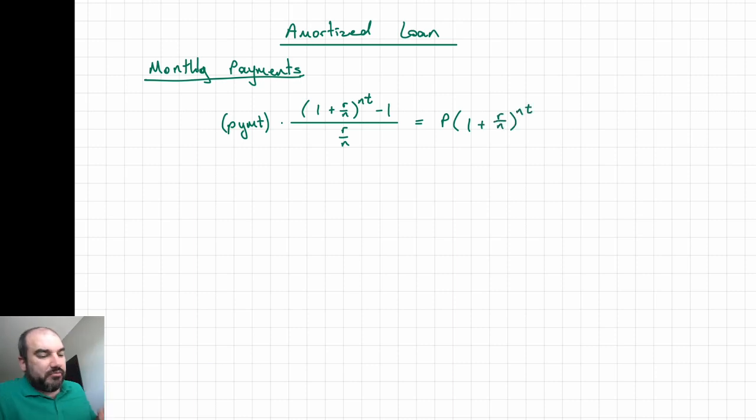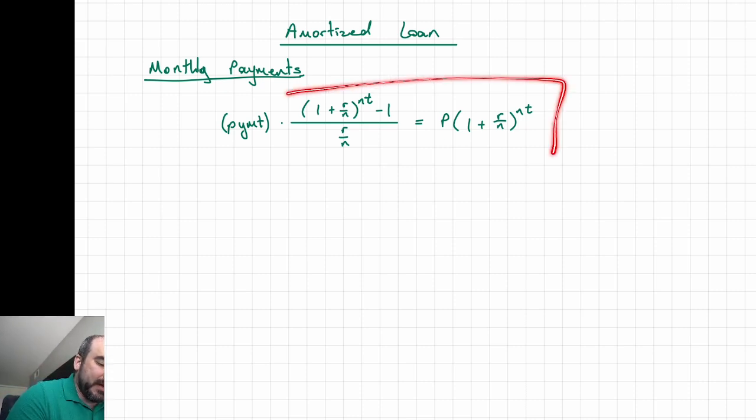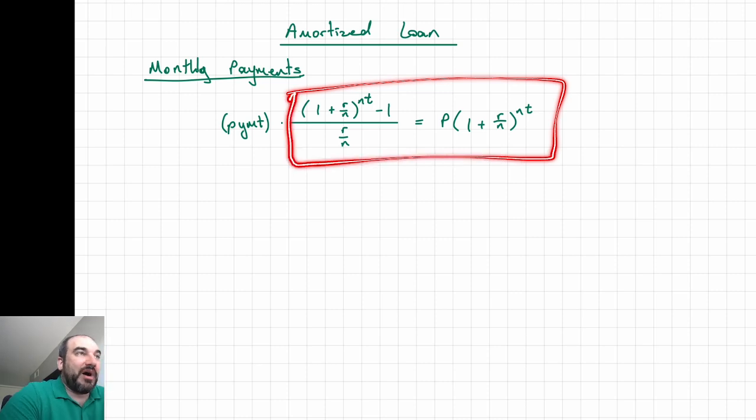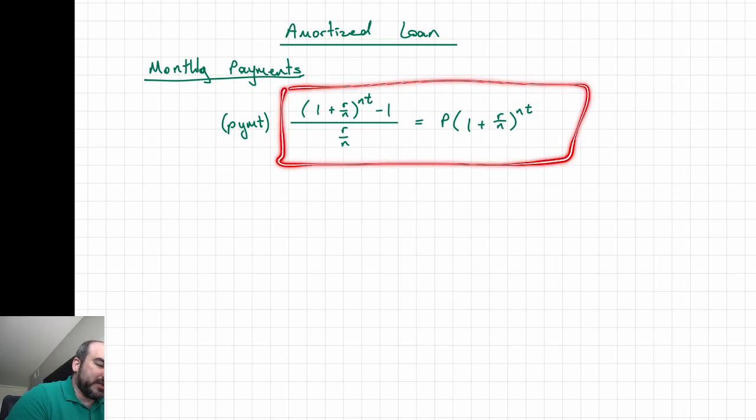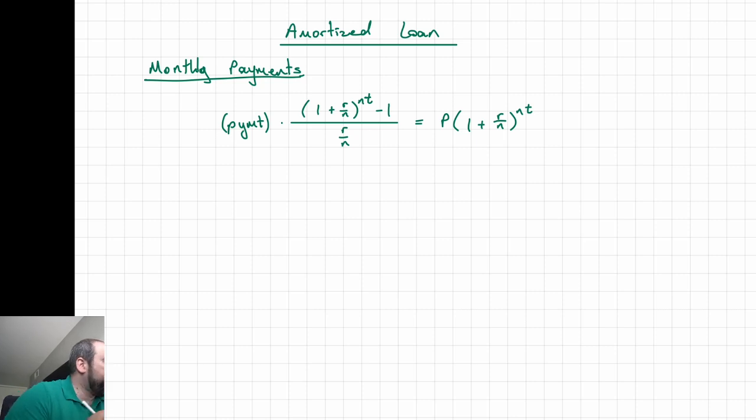I know it's a big formula, but essentially we're going to fill out everything in this box with numbers, and the only thing we don't know is going to be this payment number, which is going to be our monthly payments. And that monthly payment will be the same for every month. So that will never change for the duration of this loan.